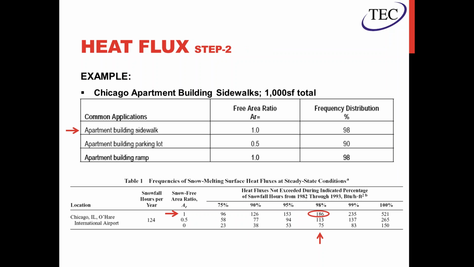So if we go back to our heat flux chart from ASHRAE for Chicago, Illinois, O'Hare, at a 1 snow-free area ratio and a 98% frequency distribution, we have 186 BTUs per hour per square foot as our heat flux.